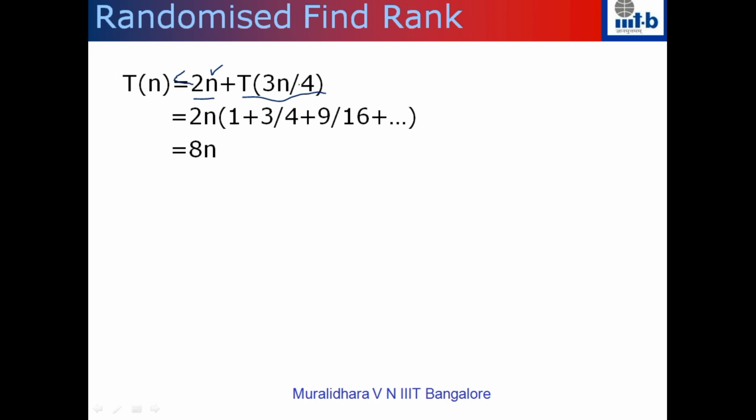So the recursion that I am going to get is T of n is smaller than 2 into n plus T of 3n by 4. If I expand this, I get 2 into n times 1 plus 3 by 4 plus 9 by 16 and so on, which is a geometric sequence that will converge to 4. So I will get that T of n is smaller than 8n. This should give an intuition that on average the number of comparisons done by this algorithm is at most 8n.